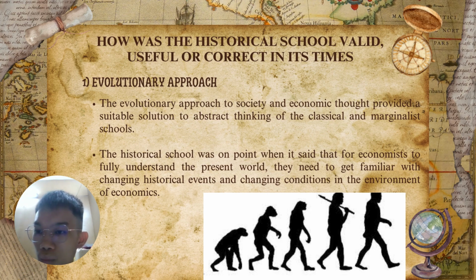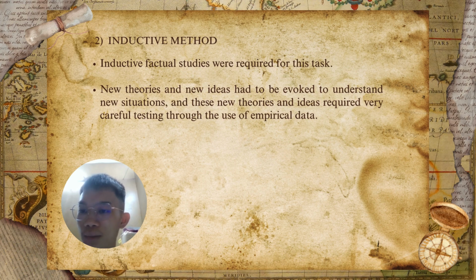Now I will continue with how the historical school was valid, useful or correct in its time. First, the evolutionary approach. The evolutionary approach to society and economic thought provided a suitable solution to the abstract thinking of the classical and marginalist schools. The historical school was on point when it said that for economists to fully understand the present world, they need to get familiar with changing historical events and changing conditions in the environment of economics.